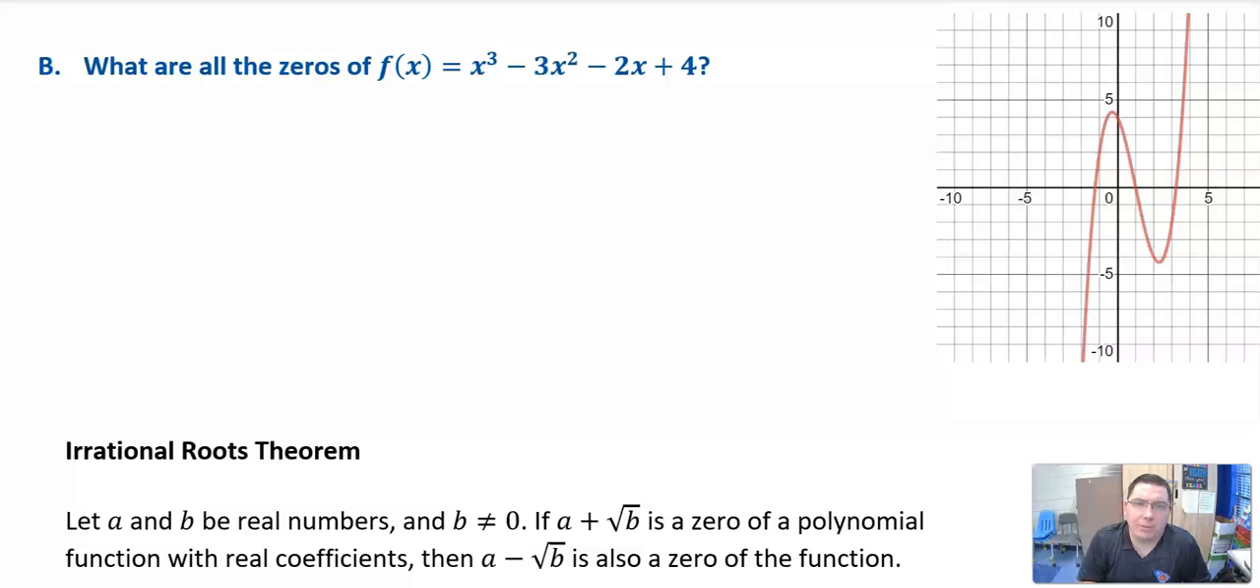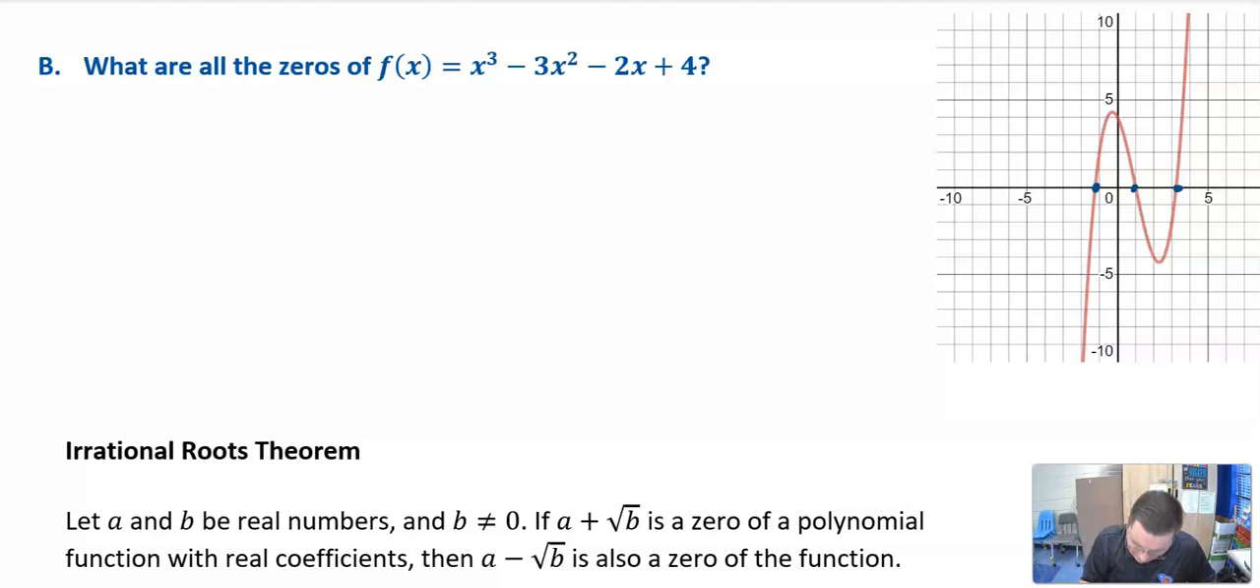So in example B here, we've got x cubed minus 3x squared minus 2x plus 4. And again, we're going to look at the graph first. Descartes' rule of signs would show us that one of our possibilities is that we're going to have 2 positive and 1 negative in this case. The other possibility would be 0 positive and 1 negative, and then 2 imaginary. But we get 2 positive, 1 negative here.